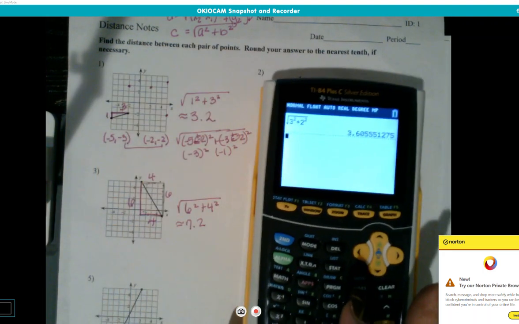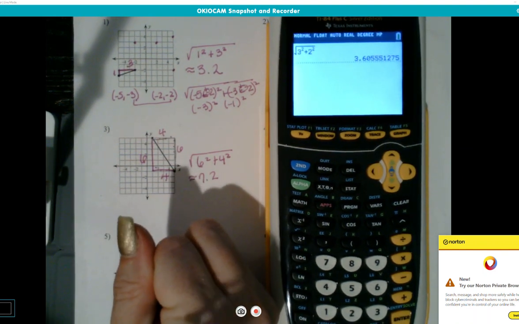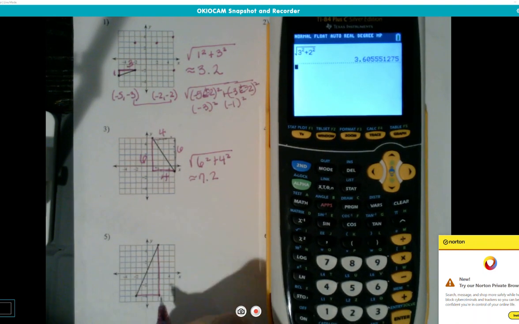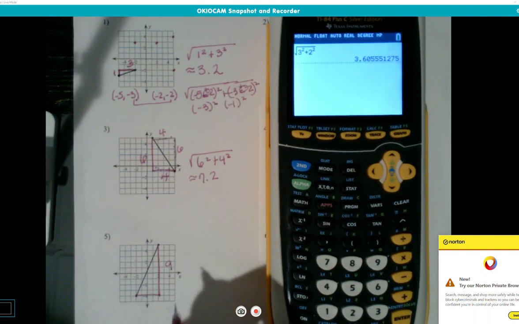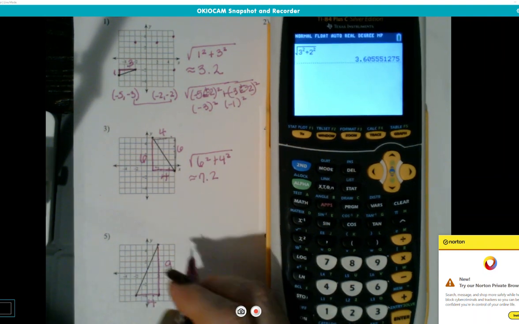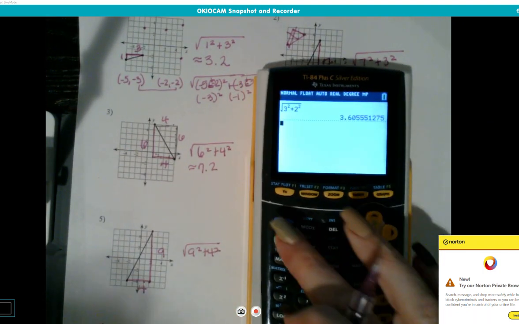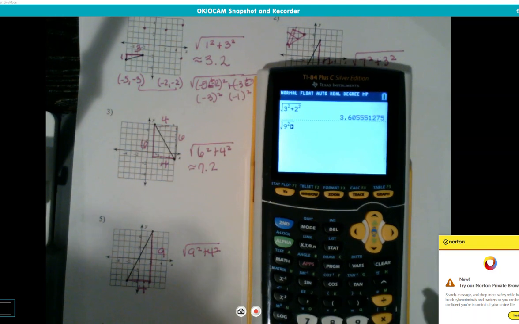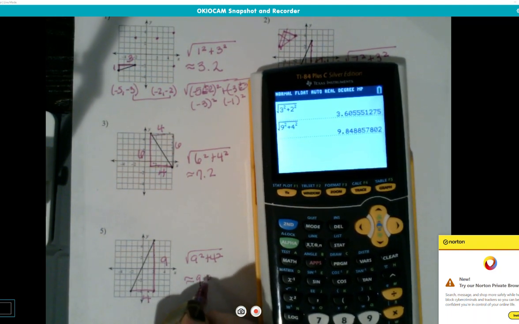Okay. And then the last one of this type, and most people who have been in class are really getting this and doing well with it. So 1, 2, 3, 4, 5, 6, 7, 8, 9. So that's 9. And then 1. Now, I do have some people that'll say 1. Don't count 1 till you move your pencil. 1, 2, 3, 4. So 4 blocks. So this is 4. And so the square root of 9 squared plus 4 squared. And again, I'm going to type that in, the square root of 9 squared plus 4 squared. And so that's going to be approximately 9.8.